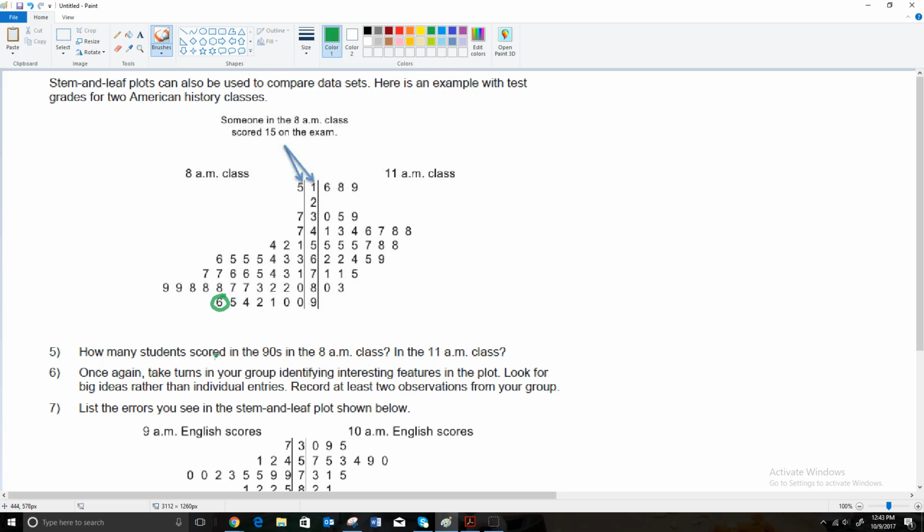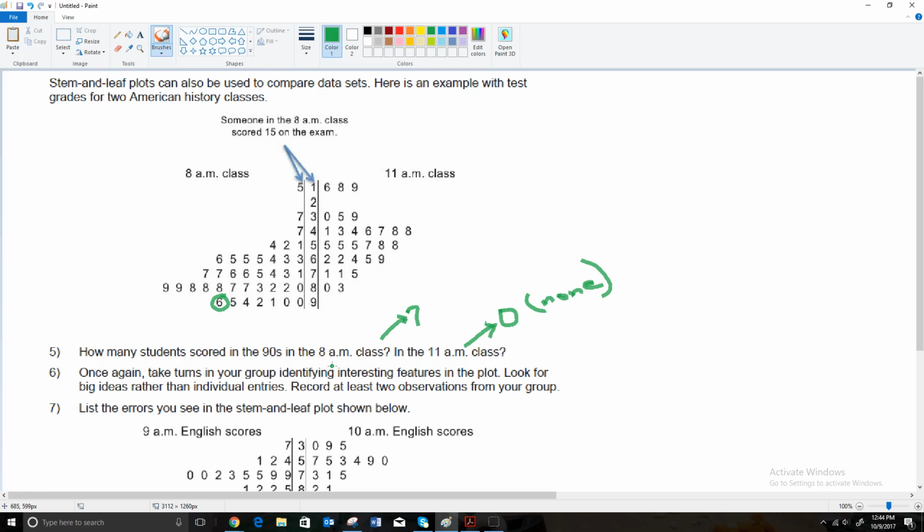So now it says how many students scored in the 90s in the 8 a.m. class. So in the 8 a.m. class, we had a 90, another 90, a 91, a 92, a 94, a 95, 96. So how many is that? 1, 2, 3, 4, 5, 6, 7. So there were 7 that scored in the 90s in the 8 a.m. class. What about the 11 a.m. class? Well, that's easy to count because there weren't any. So there were none of the students in the 11 a.m. class scored in the 90s.